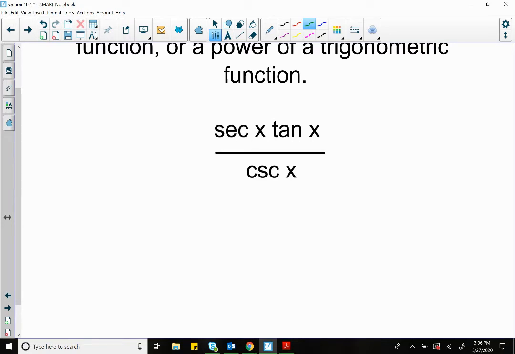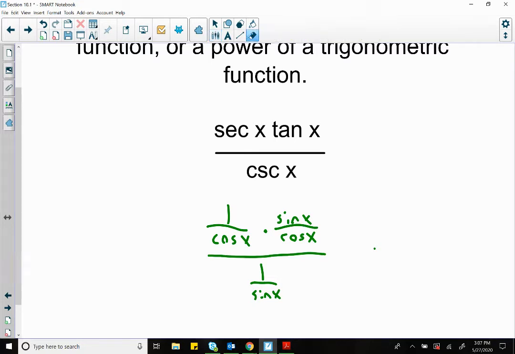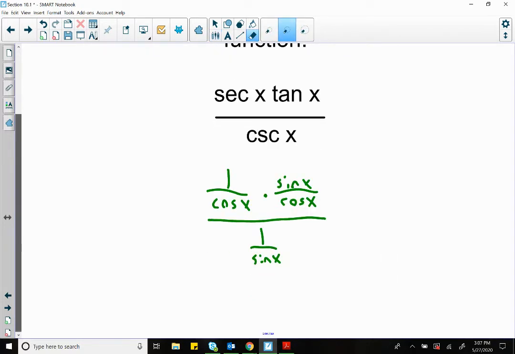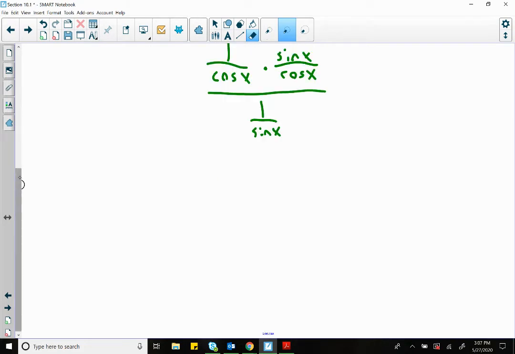So secant is 1 over cosine. Tangent is sine x over cosine x. Cosecant is 1 over sine x. I know that it looks like I made things more complicated, but I promise you it's not. It's just a lot of fraction work. Like I said, a lot of algebra skills are going to come into play here.